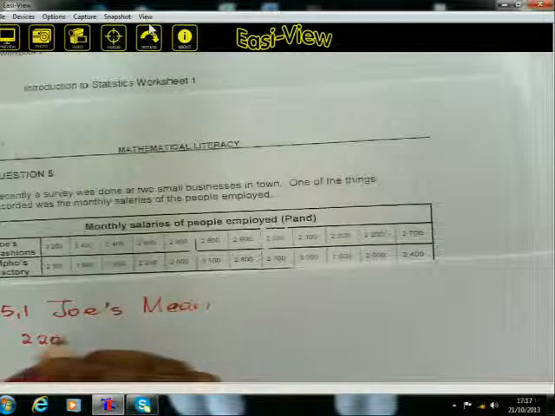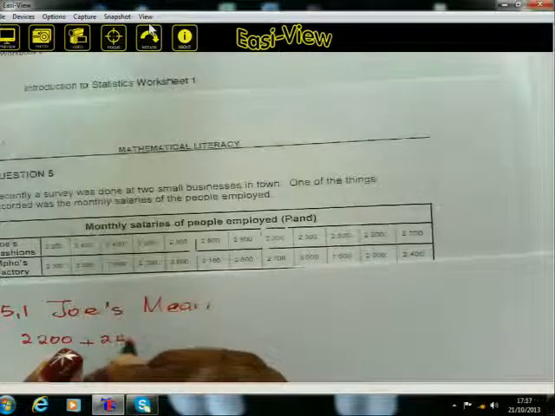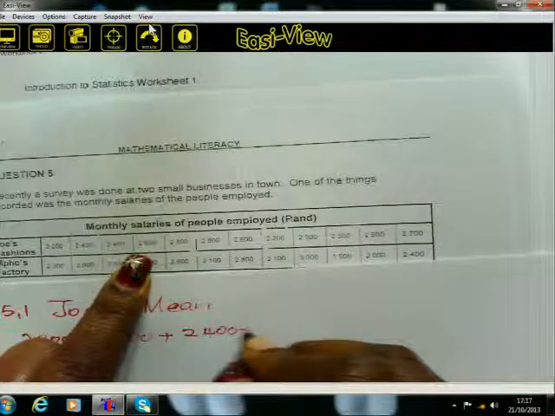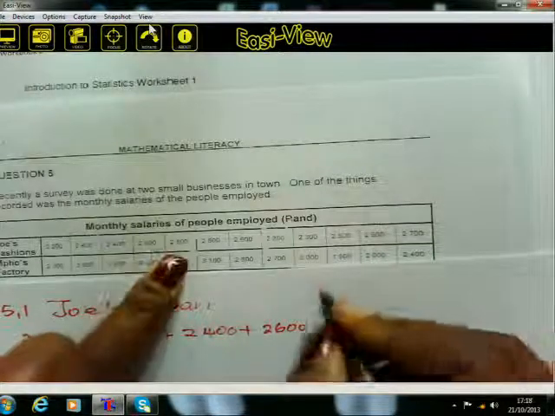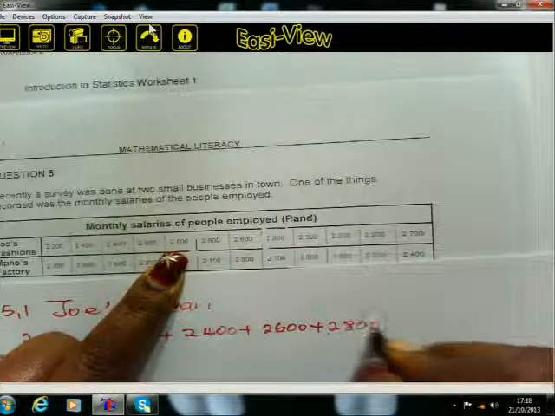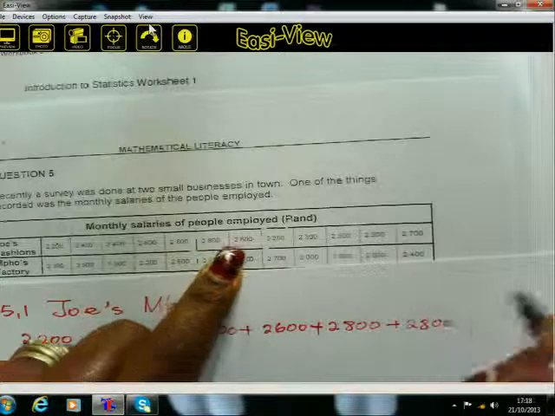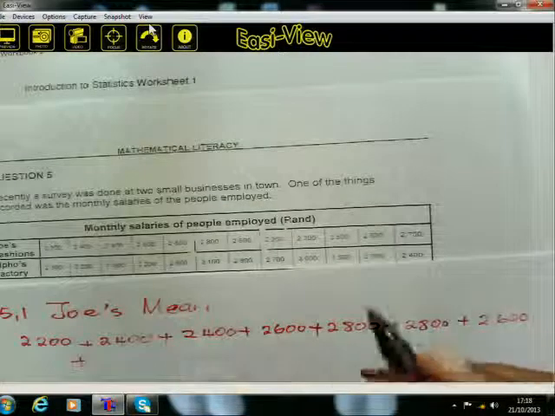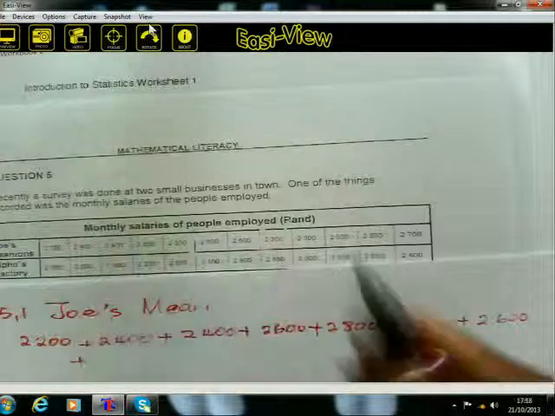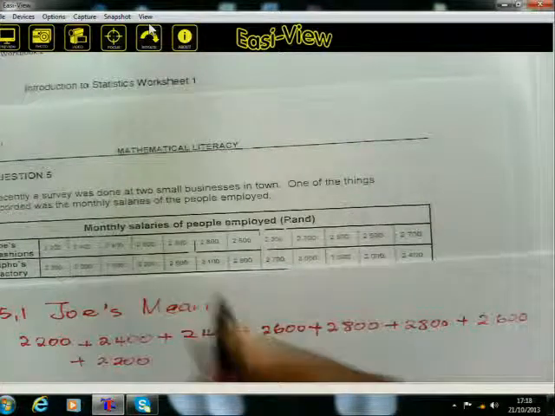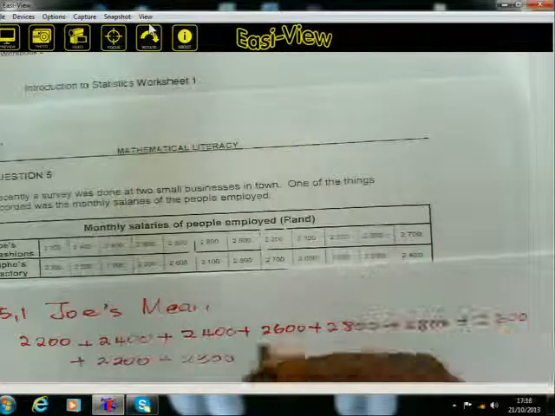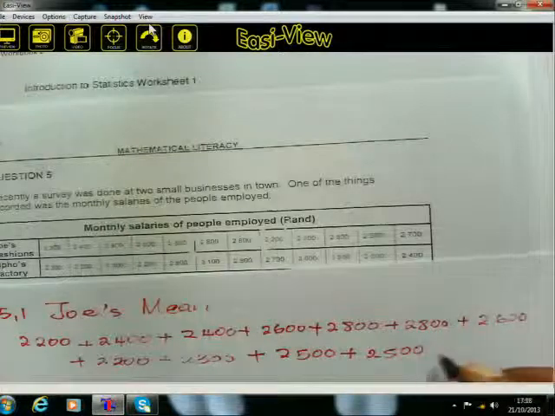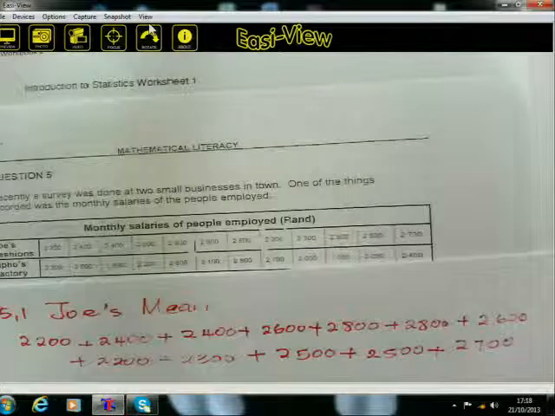It will be 2,200 plus 2,400 plus 2,400 plus 2,600 plus 2,800 plus 2,800 plus 2,600 plus 2,200 plus 2,300 plus 2,500 plus 2,500 plus 2,700. Let us count whether they are all 12.